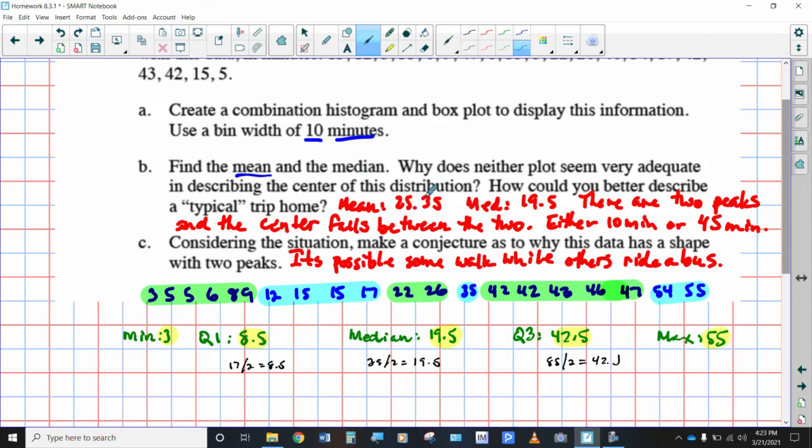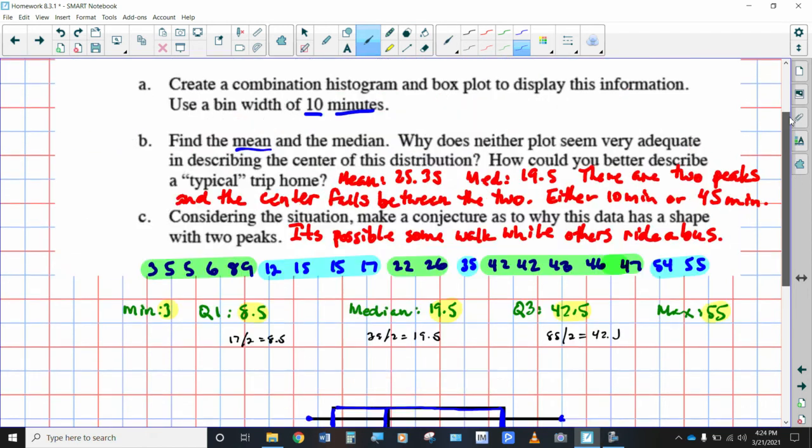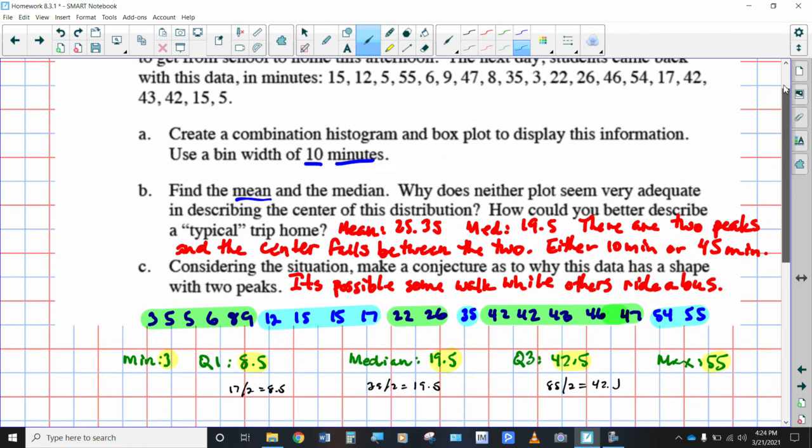It says, consider the situation and make a conjecture as to why this data has a shape with 2 peaks. Does it have 2 peaks? I guess it does. So you got 1 peak here and 1 peak there. I guess you've got a couple of situations there, right?